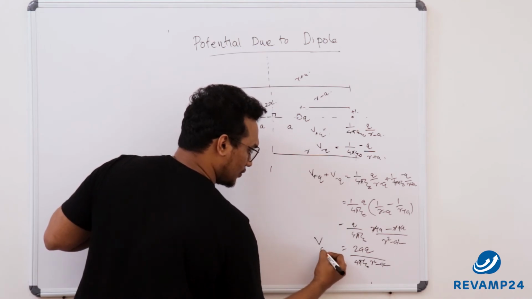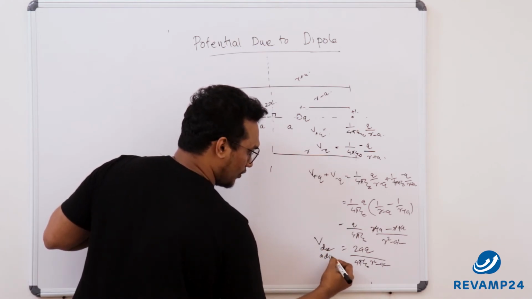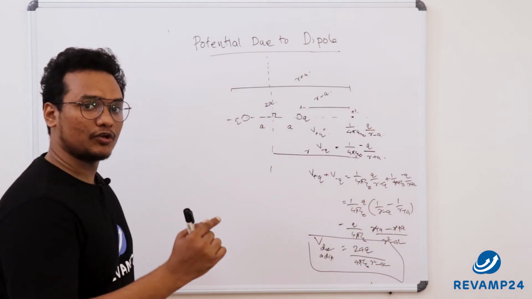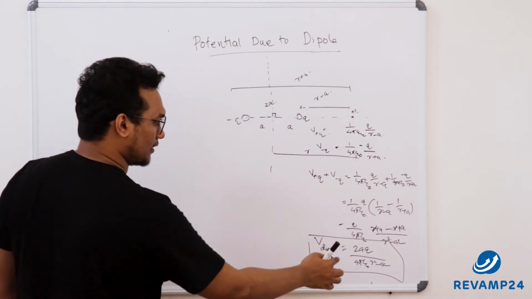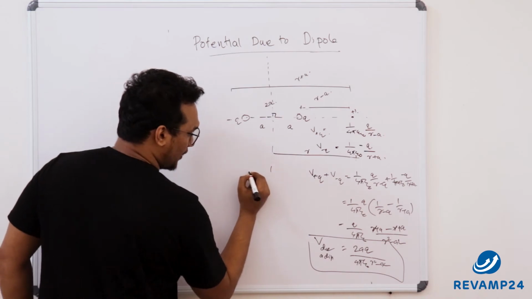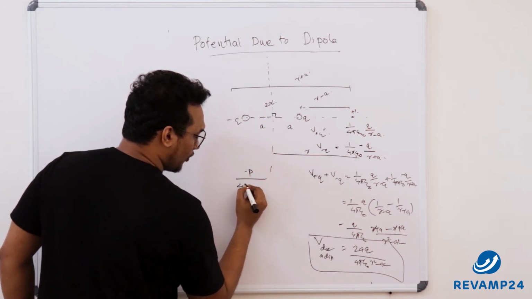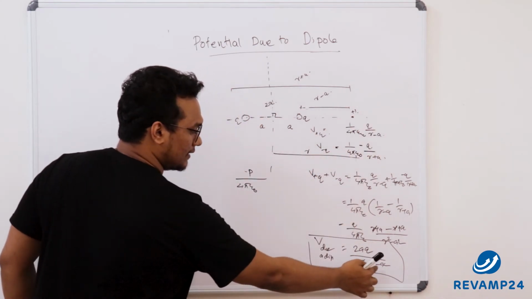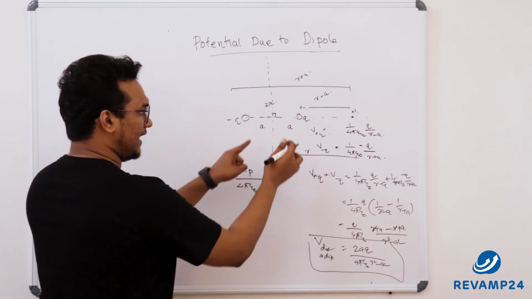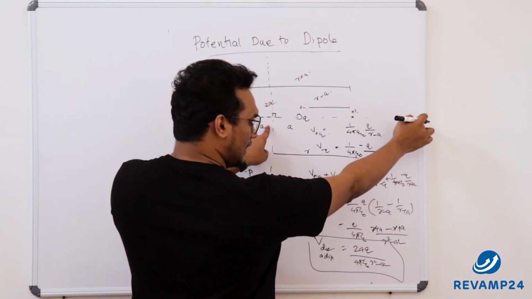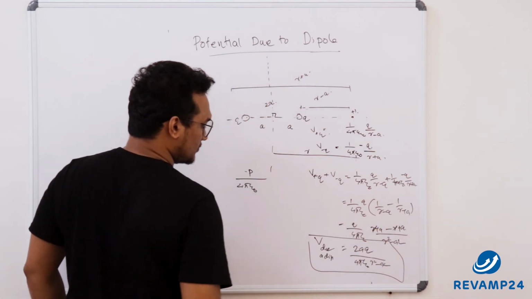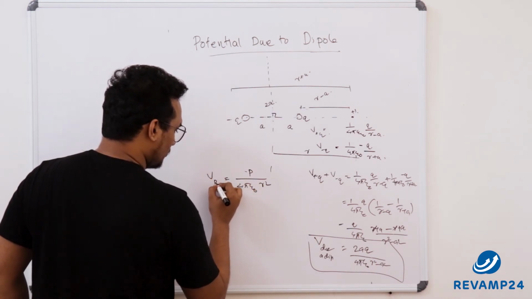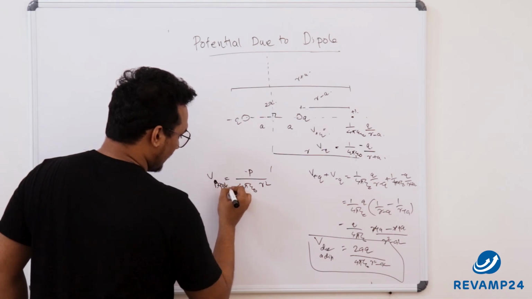This is the potential due to a dipole on an axial line. What is 2aq? 2aq is nothing but the dipole moment, we have learned in the first chapter. So I am going to simplify 2aq as p, the dipole moment, divided by 4 pi epsilon 0. Now when r is very large compared to a, I can ignore a square. When a is small, when r is very large, a square can be neglected to 0. So this will be 4 pi epsilon 0 r square. This is the potential due to a dipole on an axial line.